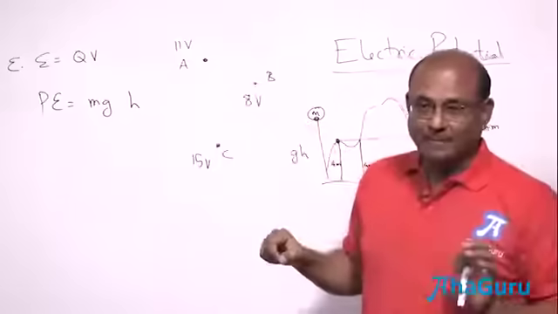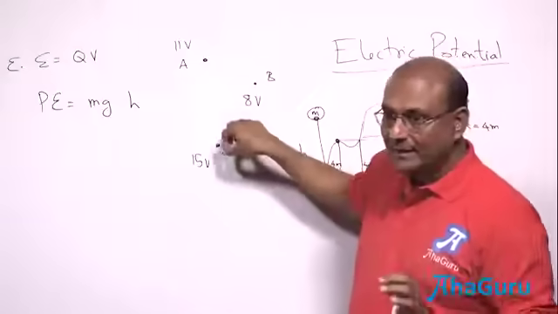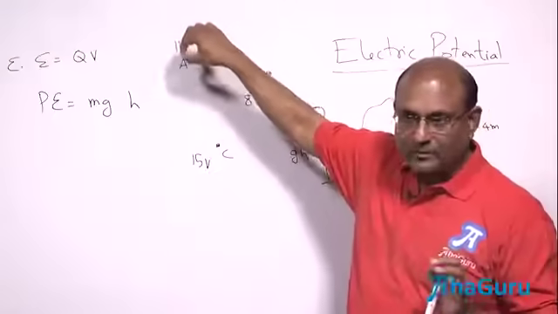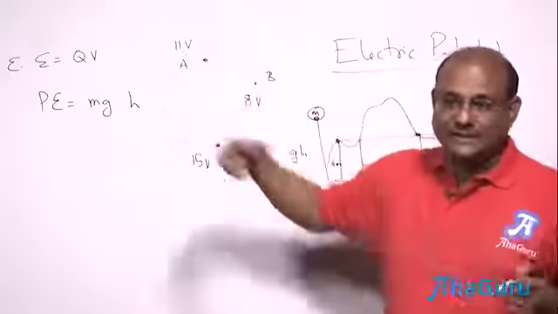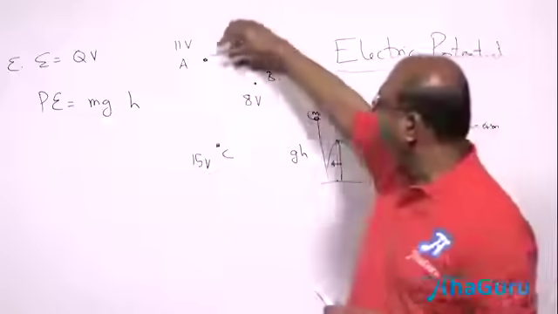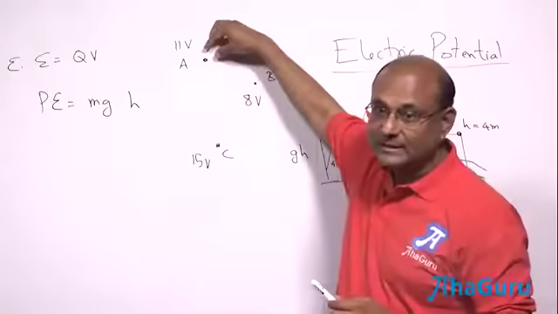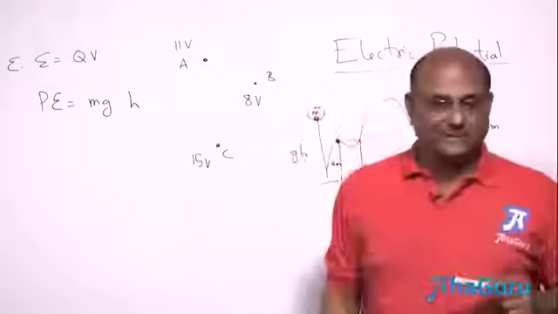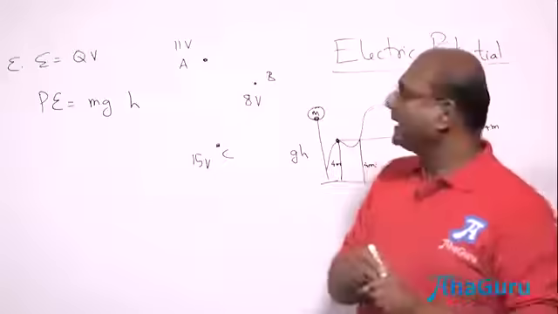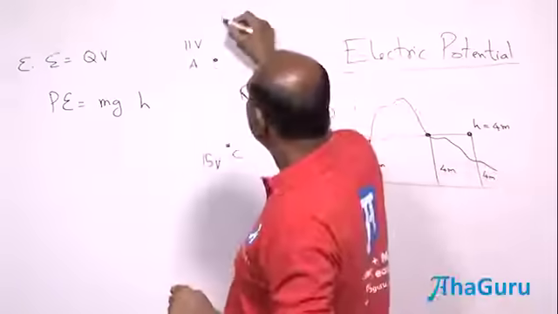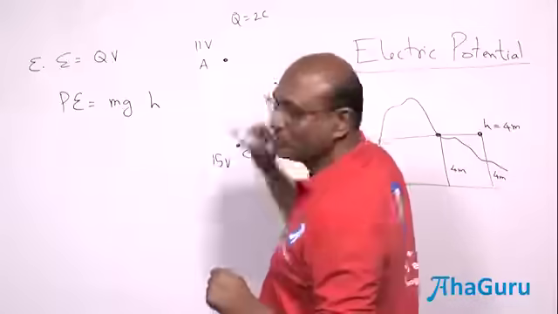At each point you have different potential, and at each point you also have different amounts of energy. The charge has different amounts of energy. The energy of the charge depends on where it is. Same charge. Suppose I had a charge which was 2 coulomb. So let us say Q was 2 coulomb charge.